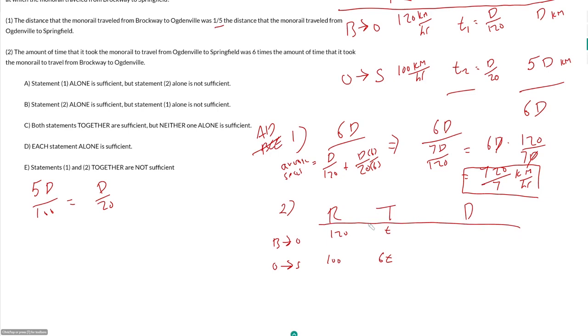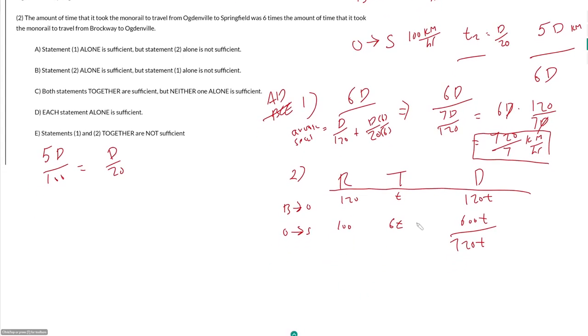So for distance, I can just multiply across. My distance from Brockway to Ogdenville should be 120t. My distance from Ogdenville to Springfield should be 100 times 6t, which is 600t. Now I see I'm getting similar numbers to before. Again, whenever on your actual test you see it will be sufficient, you can move on. Let's do this to completeness.